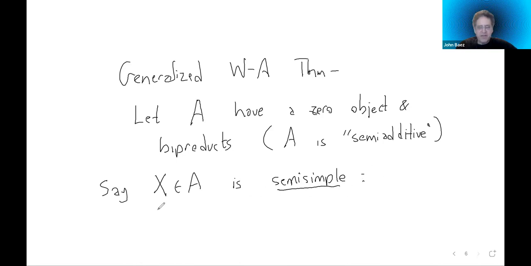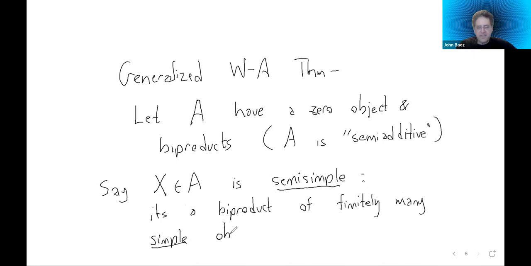So what I'm gonna mean by that is meant to be a very stripped down definition. It's a biproduct of finitely many simple objects, and I'm going to have to define that too, but more than just that, because I haven't proven enough theorems yet. And I want it to be that these objects don't talk to each other at all. So the set of morphisms from one of those objects to another is just the zero morphism.